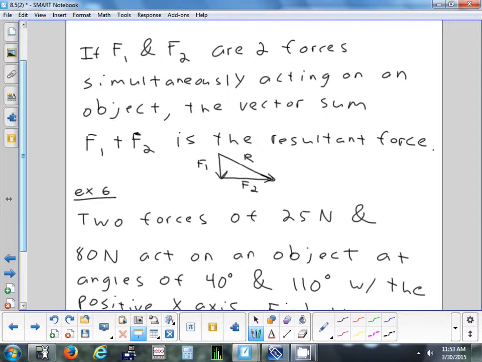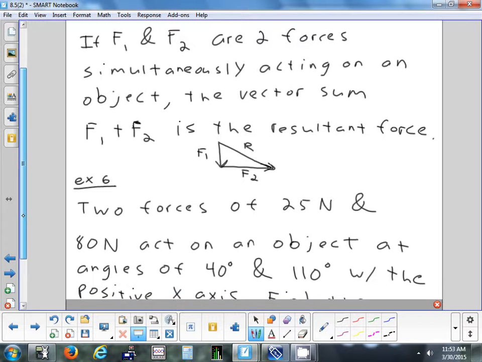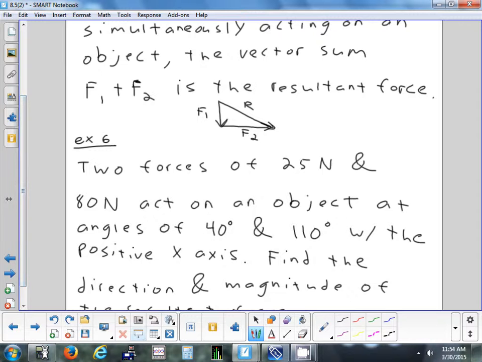So let's see if we can combine these two forces together. Okay, we have two forces. One of them is 25 newtons, one of them is 80 newtons. And to make it simple, we're going to visualize it in terms of x and y axis. Okay, we'll find the resultant force. I'm not sure we'll have enough time to get the direction and magnitude of it. We'll see.